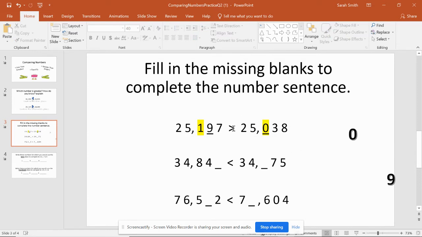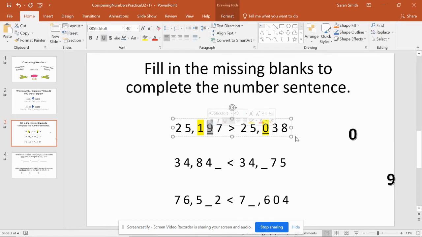Is this greater than this? 25,197 is greater than 25,038? Yes, it is. Doesn't matter that there's a 9 here because that would be the tens place. And we're not even looking at the tens place because the hundreds place is the first digit from left to right that's different. So let's practice it again on this one.